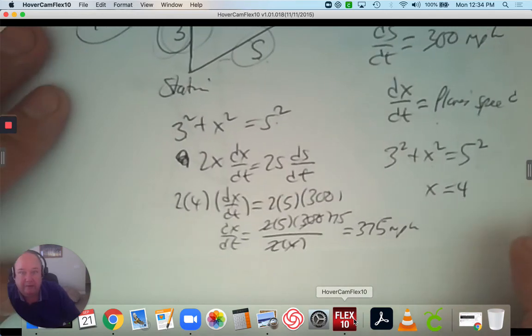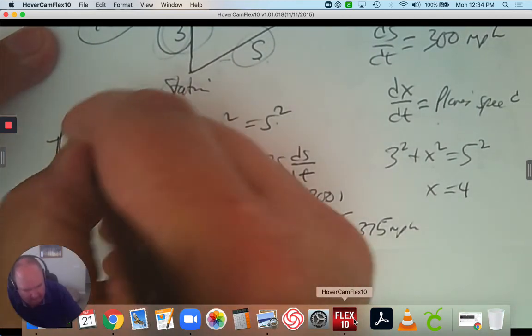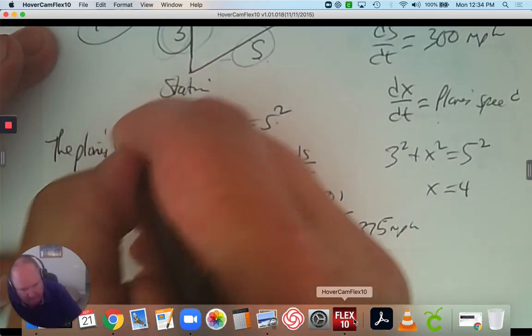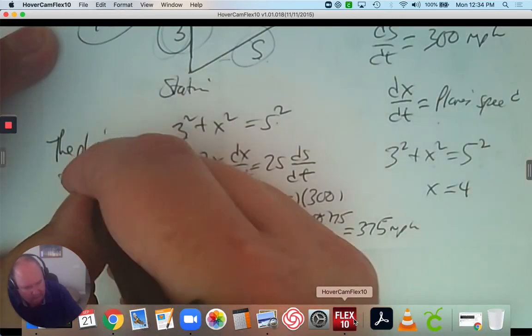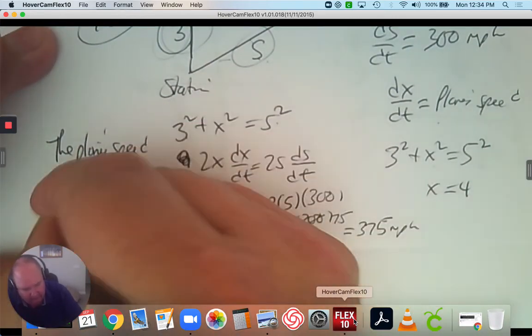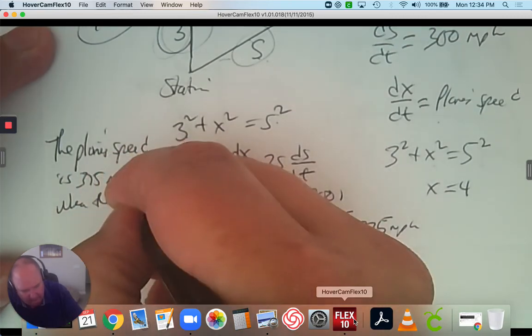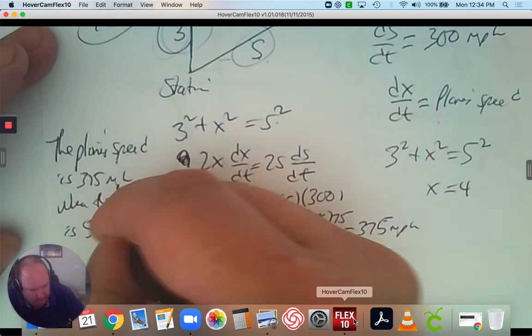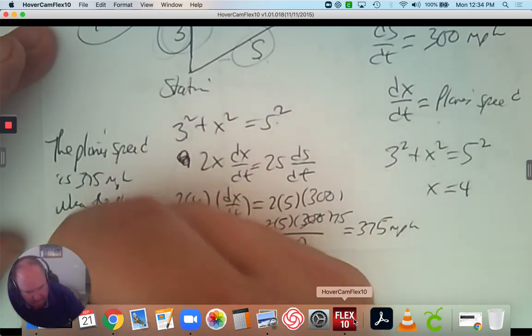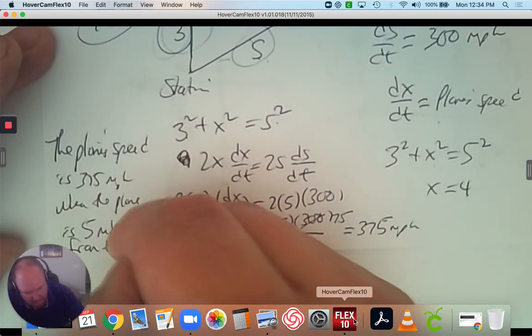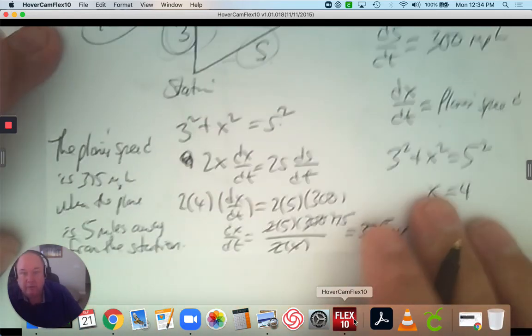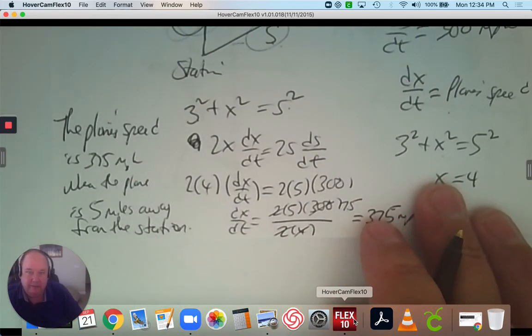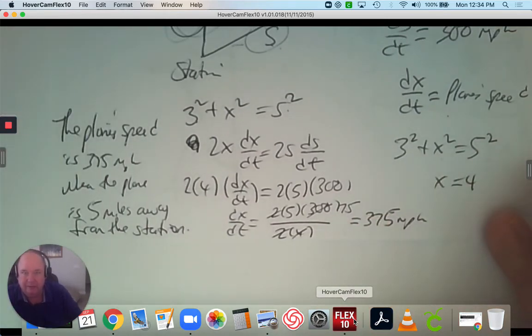And then write a good sentence. At the moment the plane is 5 miles away from the station, the plane's speed is 375 miles per hour. Number 11.